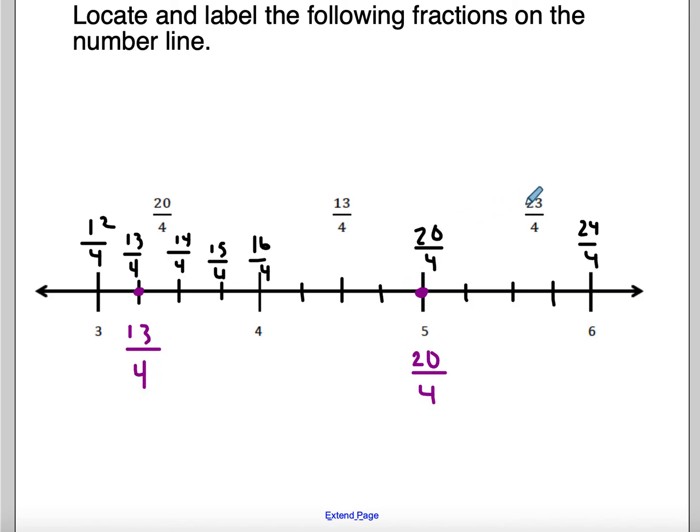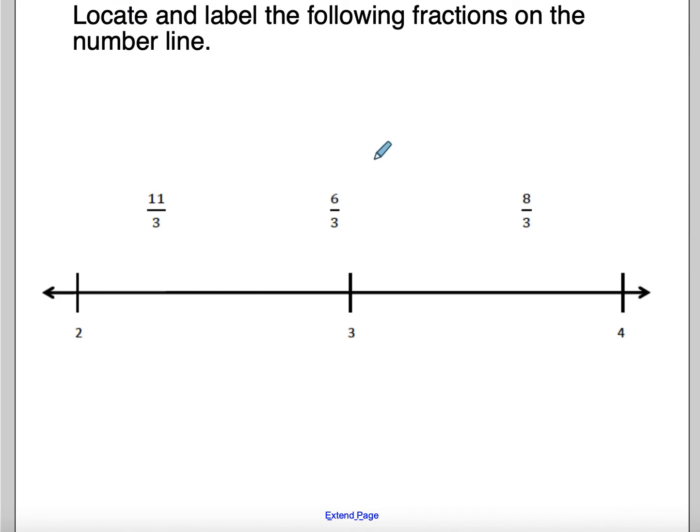And lastly, 23 fourths. Well, this is 20 and this is 24. So I'm going to go back 1. This should be 23 fourths. And I'm going to double check, go up from 20 to make sure. 21, 22, 23 fourths. So yes, this is in fact 23 fourths. Let me go ahead and mark it with my points on my number line. So I have 20 fourths here, 13 fourths here, and 23 fourths right here. I've located and labeled the fractions on the number line.